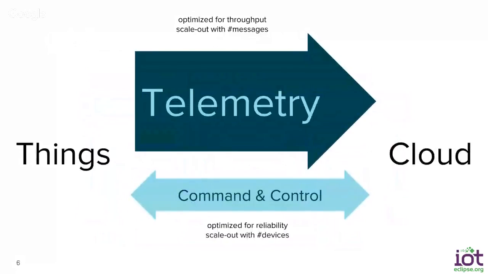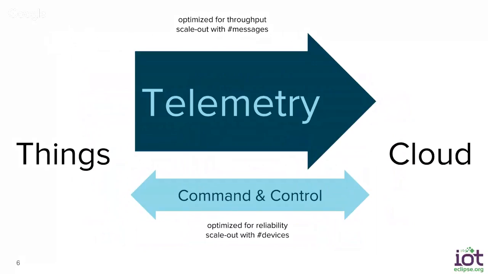So the two big patterns that we can consider in the IoT space are telemetry and command and control. We can see in this picture that the huge data traffic comes from telemetry, because on the left side we have a lot of devices that can send a huge quantity of data to the cloud. And this kind of communication should be optimized in terms of throughput, scaling with the number of messages, so the number of the data and the messages that bring data that comes from things on the left side.